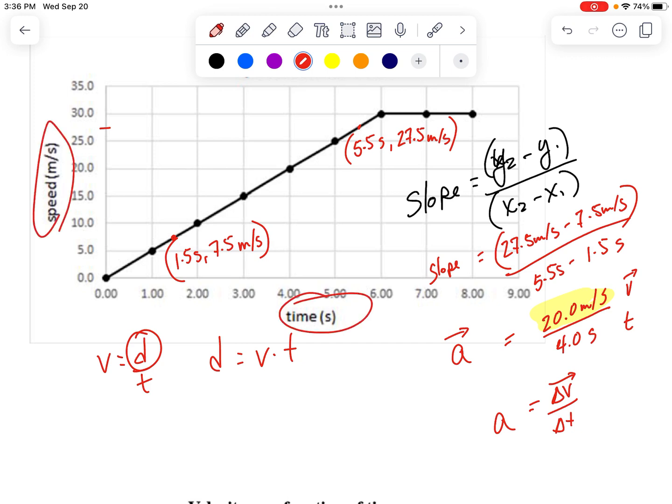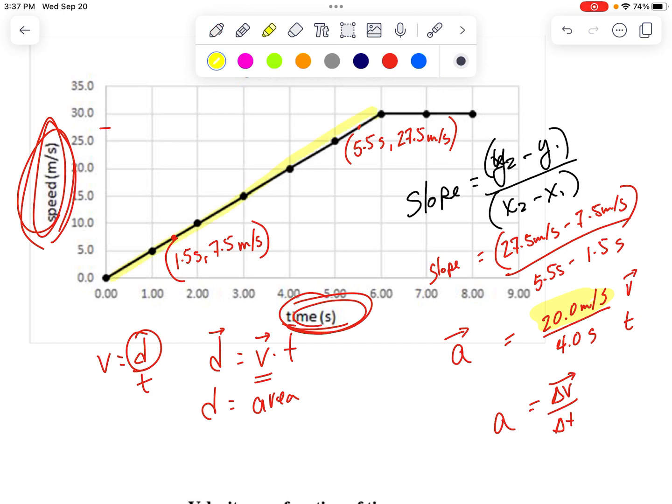Now the speed needs to be an average speed, but the distance or the displacement on this, because this is displacement and it's a vector, this is going to be equal to the area here. And so you can see it's the speed times the time. The area that's under this graph is going to be the distance. And so our distance is going to be that average speed.